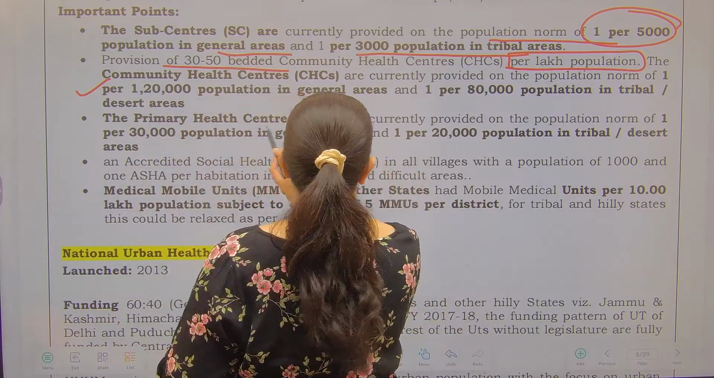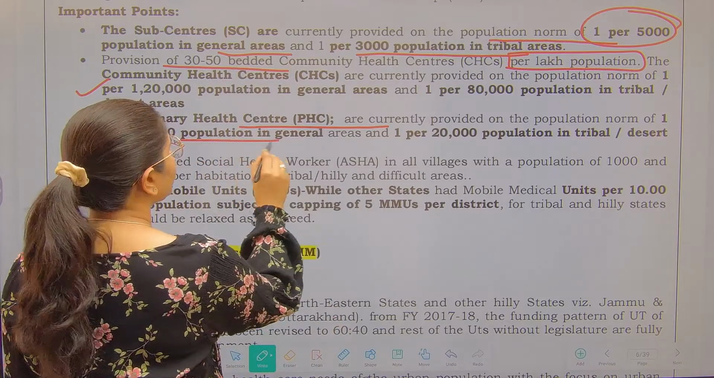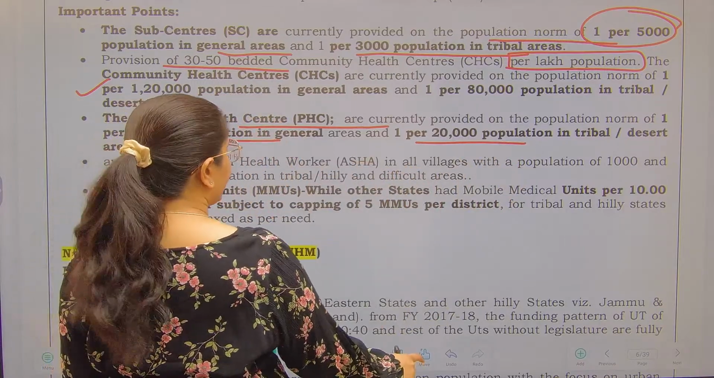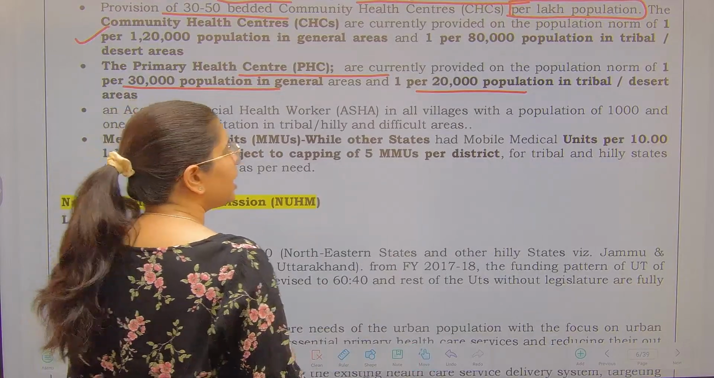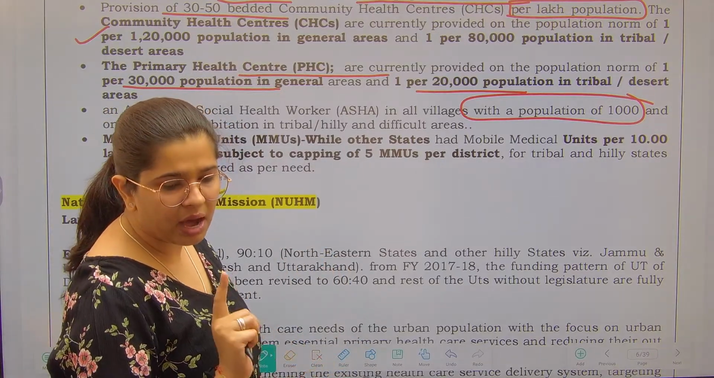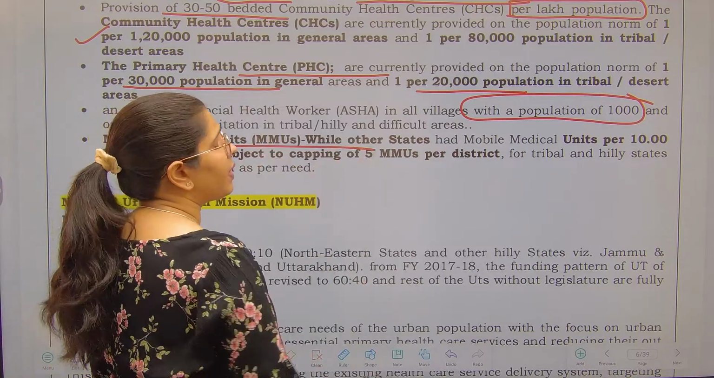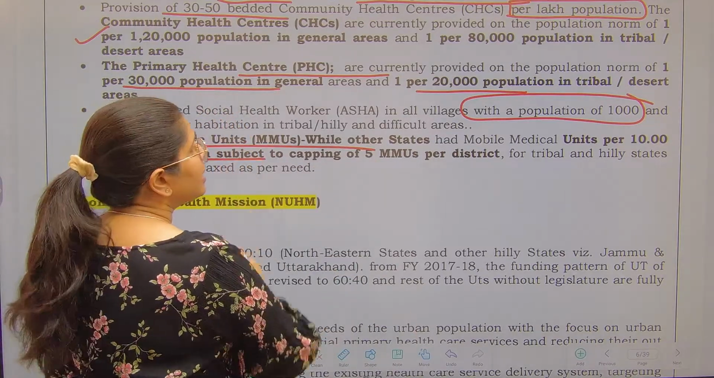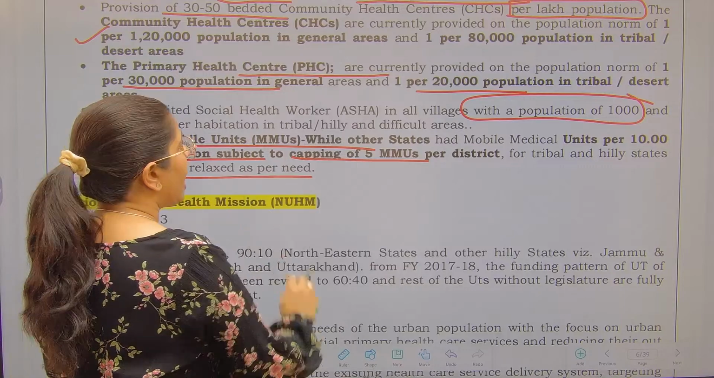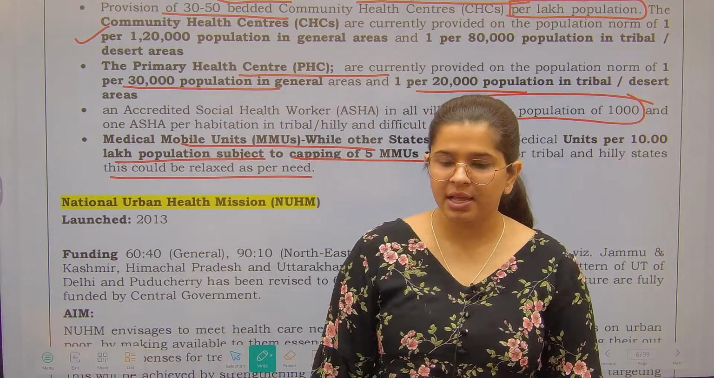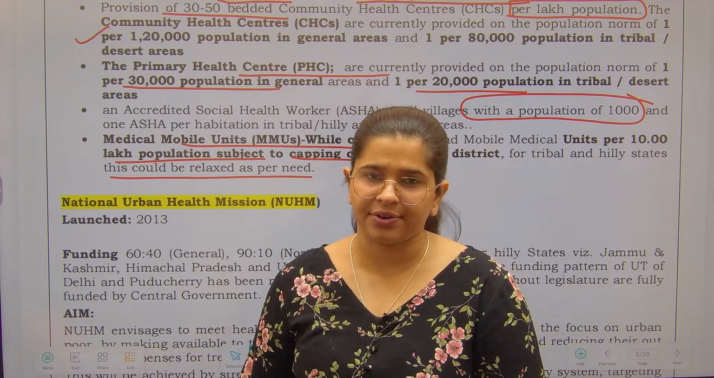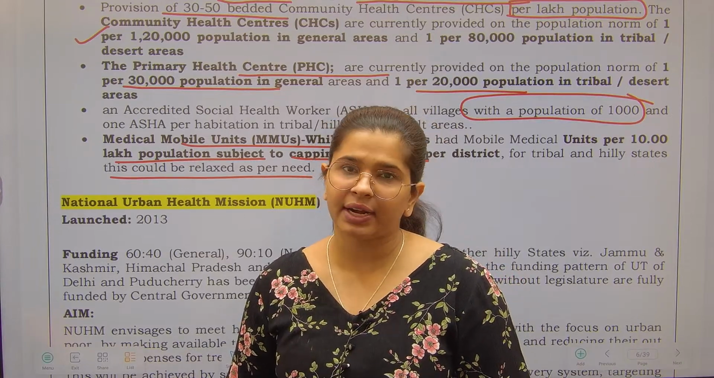Next is your PHCs. PHCs are currently provided for per 30,000 population in general areas and per 20,000 population in tribal areas. Then you have got accredited ASHA workers in all villages with a population of 1000. That means above the population of 1000 you should be having an ASHA. Medical mobile units, while other states have more medical mobile units per 10 lakhs of population, subject to capping of 5 medical mobile units per district for tribal and hilly states. This could be further relaxed. So these are the norms which are currently being followed, right, with relation to PHCs, CHCs, etc. What you can do, you can just remember a little bit of data out of it.